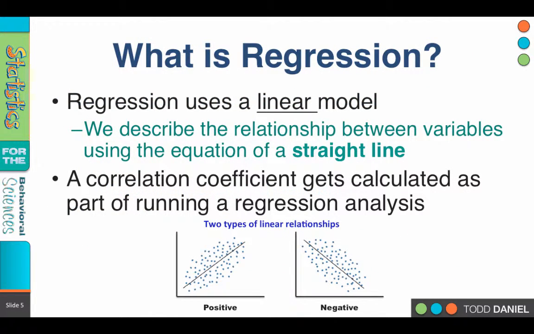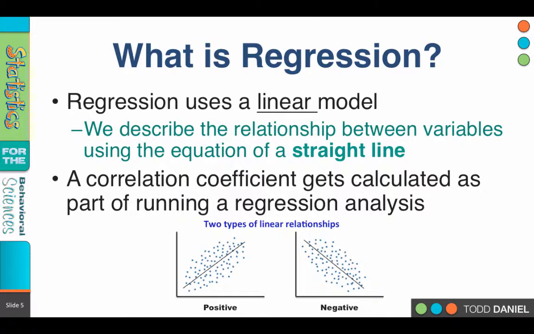Regression uses a linear model. And what that means is that we collect data and we plot that data on an X and Y axis, and we're interested in how well those data match up to our model of a straight line. Mathematically, what we can do is measure the distances of each of the data points from the straight line and calculate, based on those distances, what essentially amounts to an average, a mean. And that mean, the average of all of the distances, is called a correlation coefficient.